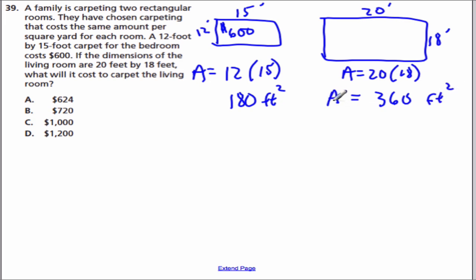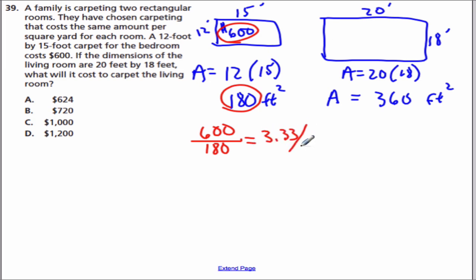Well, it'd be nice to know how much they charge per square foot. So what I need to do is take the $600 that they found, and my 180. $600 costs 180, or for 180 square feet. So 600 divided by 180 is $3.33 per square foot. Well, if my living room is 360 square feet, I can just go ahead and multiply that by $3.33 per square foot. And when you multiply that out, you get $1,198.80.